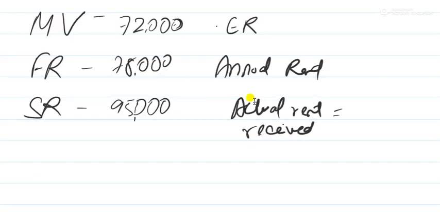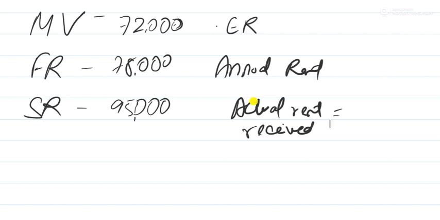My municipal value is 72,000, fair rent is 78,000 and standard rent is 95,000. So first I'll compare the municipal value with the fair rent. I'll take whichever is higher. 78,000 is higher, and then I'll compare 78,000 with 95,000, which is the standard rent. And then the resulting figure will be the lower of the two. So among 78 and 95, 78 is lower.